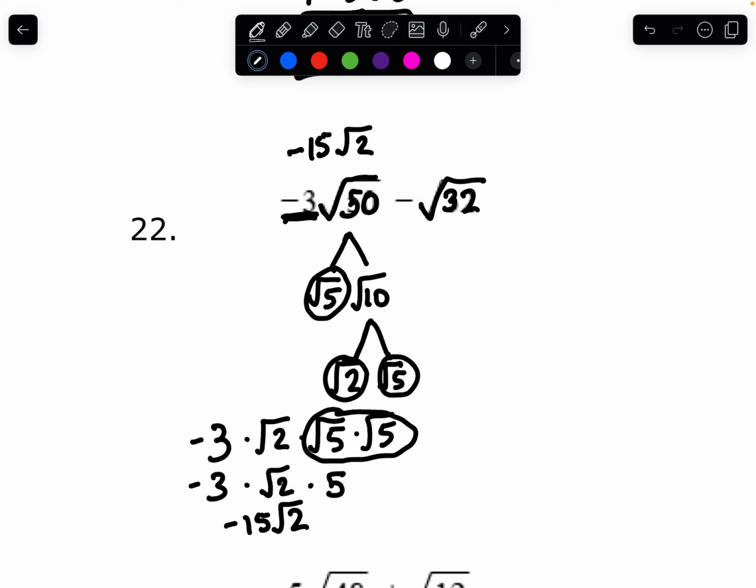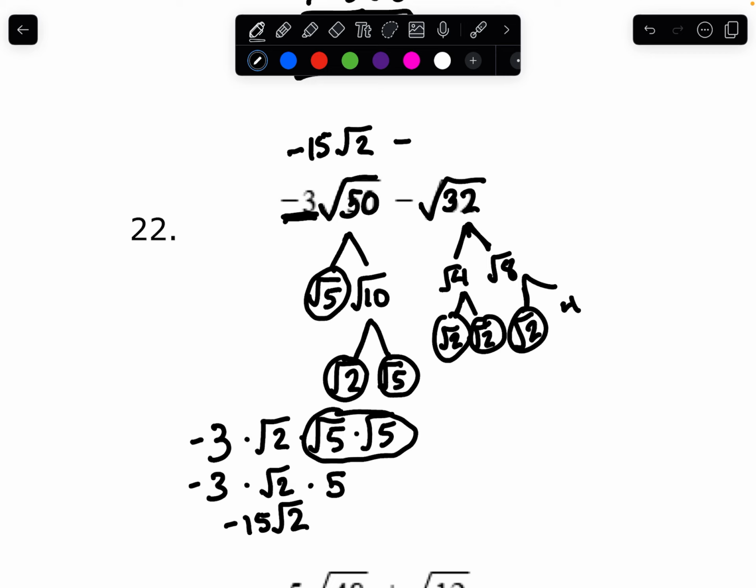So I'm going to write that up here. Okay, minus square root of 32. I know that there are two numbers that can equal 32. You could do 2 and 16 or something like that. I'm going to do 32 divided by 4 is 8, so I have 4 and 8. So 4 I know can be divided into square root of 2 times square root of 2, which are both prime. And 8 I could break down into 2 and 4. And so then I have 2 and 2.